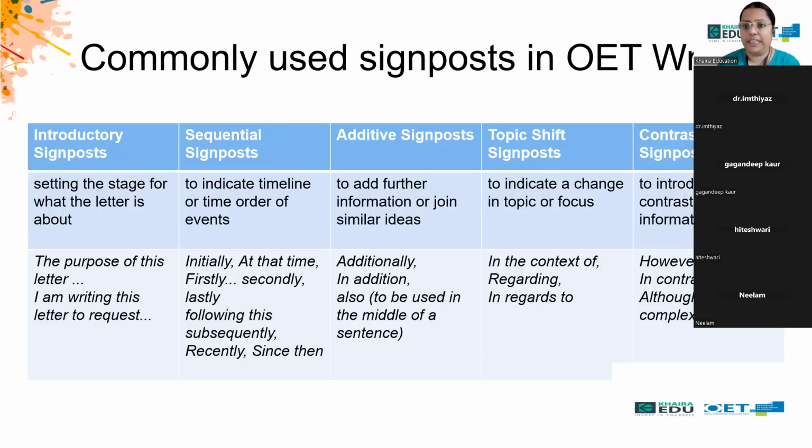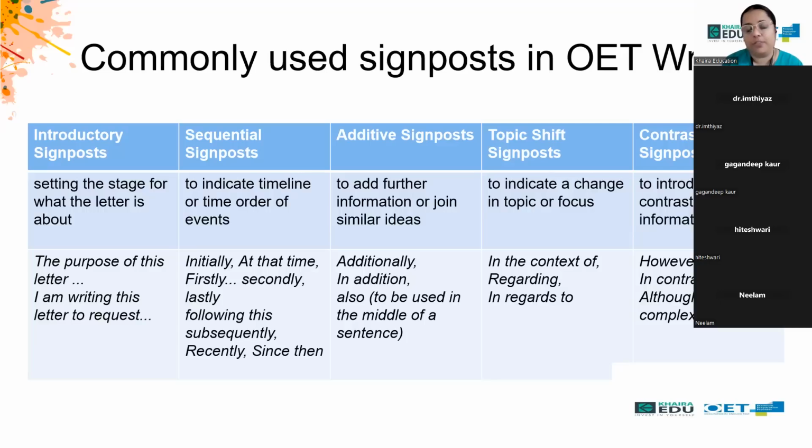Just like you do in your speaking sessions, you set the context for the listener, for your patient, and you inform them on what the conversation in the 5 minutes of that role play is going to be about. Similarly, in the letter, you introduce the patient as well as you set the stage on what the letter is going to be about. So some commonly used introductory signposts are: the purpose of this letter, I'm writing this letter to request.